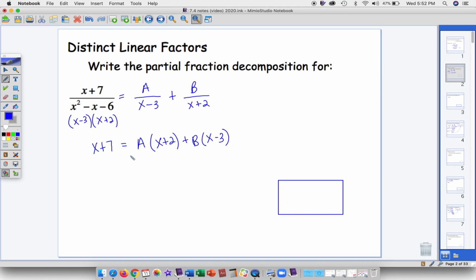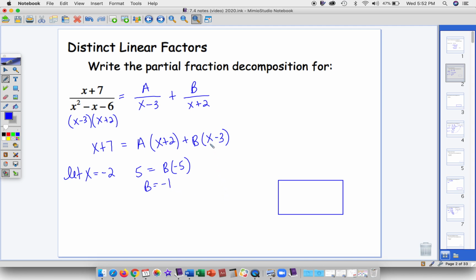My next step, I'm going to choose values for x that will allow me to solve for a and b. Right? I've got one equation, I've got 2 unknowns. So this method of choosing values of x, such as negative 2, will make the a drop out, and I'll be able to solve for b. So I'm going to let x equal negative 2, and every x gets replaced with that negative 2. So on the left, I now have 5. This becomes 0, and I have b times negative 5. And when I divide, I get b is equal to negative 1.